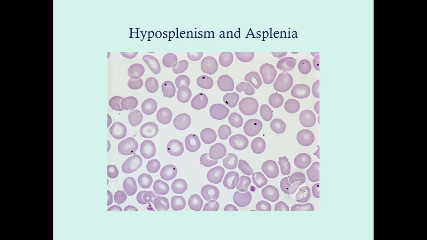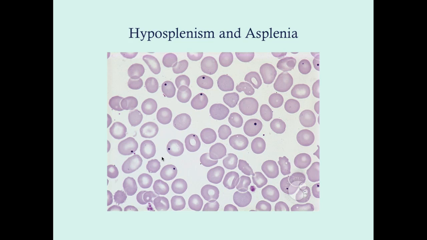These represent red blood cell nuclei that should be removed, and they are removed by the spleen. But in this case, you see them, and that is a sign of either hyposplenism or asplenia. So you'll also see some red blood cell pits here. If more than 4% of the red blood cells have these little pits, so you see some right here, then that is consistent with hyposplenism or asplenia.